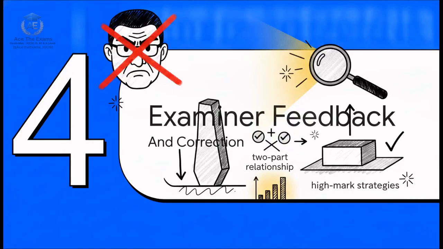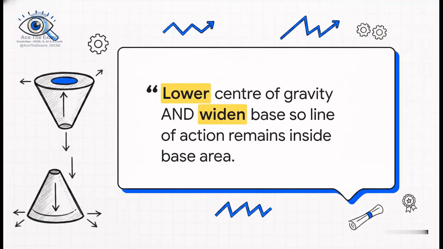Section 4. Examiner feedback and correction. So, let's step into the role of a strict Cambridge examiner. If I am marking this, I'm shaking my head. The concept of stability in physics 0625 is a two-part relationship. You can't just talk about the height of the mass, you have to talk about the area it rests upon.